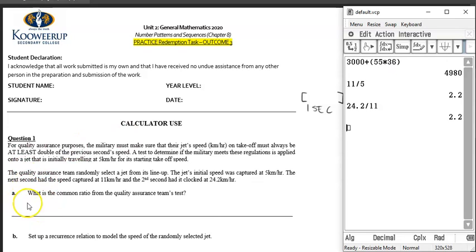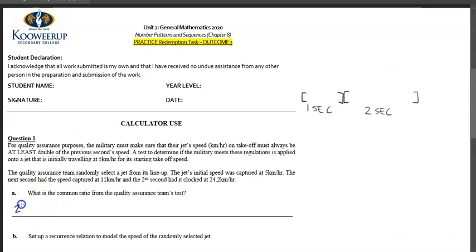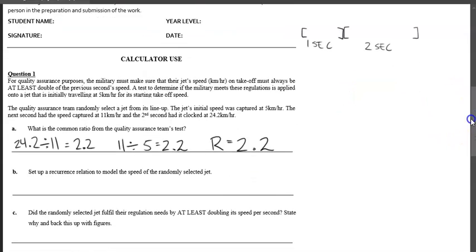So to write this for the common ratio, 24.2 divided by 11 is equal to 2.2, which is also the same as 11 divided by 5, which also gives me 2.2. The common ratio R is equal to 2.2. Remember, it is big R when it's dealing with common ratio. Remember, if it's a small r, you're dealing with a rate.